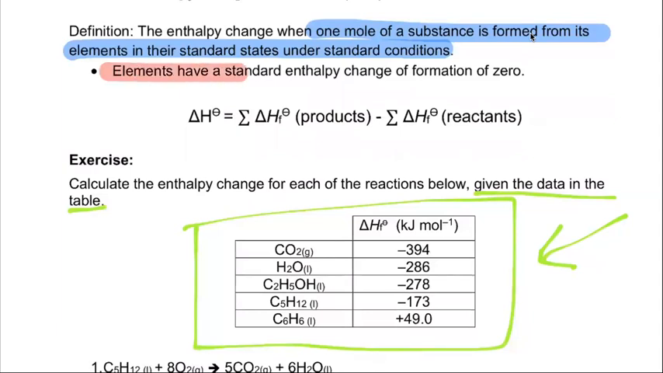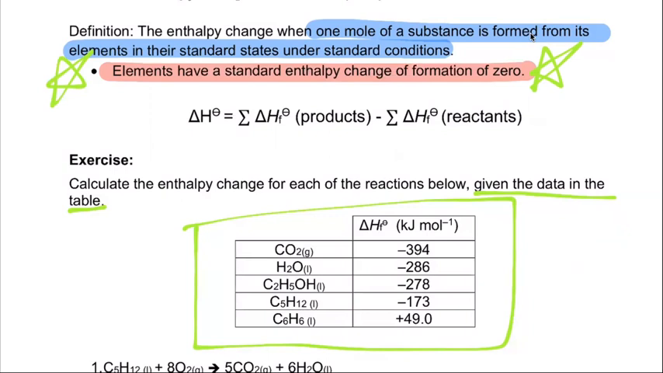The other thing I want to point out, there's an important thing right here. Elements have a standard enthalpy change of formation of 0. So if there are elements in your chemical reaction anywhere, they're not part of a compound, they're just elements by themselves, they are always 0. They don't have an enthalpy change of formation value. Okay. And that's important as we're going to see here in just a minute.